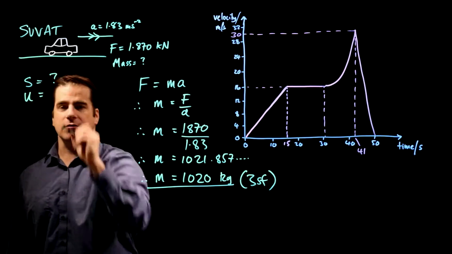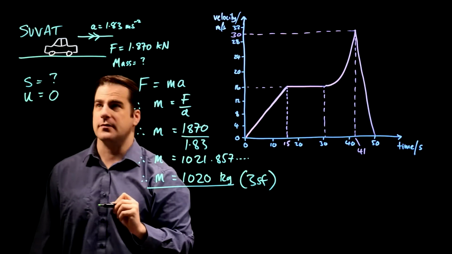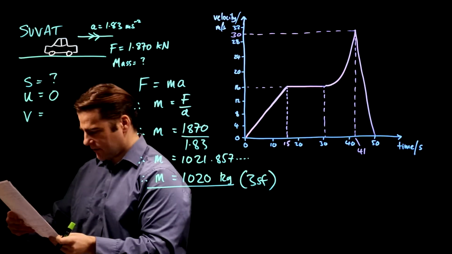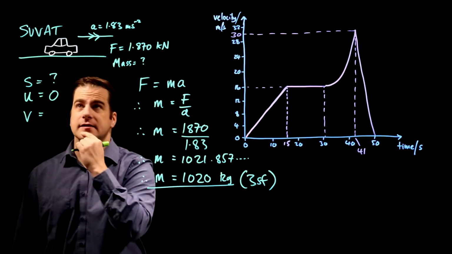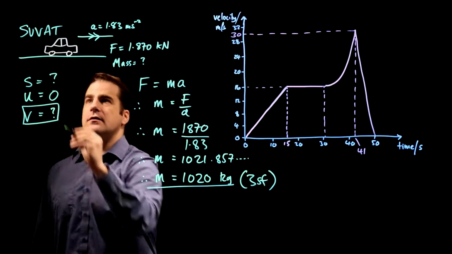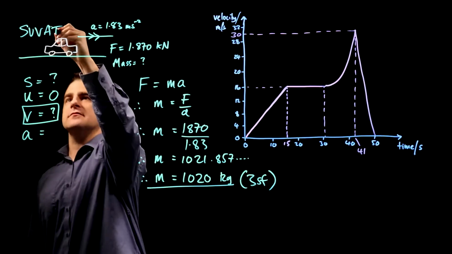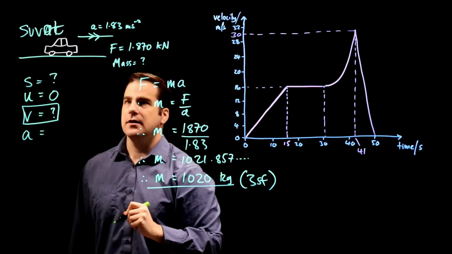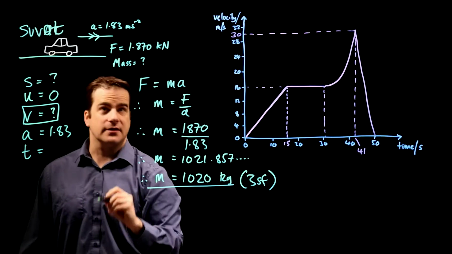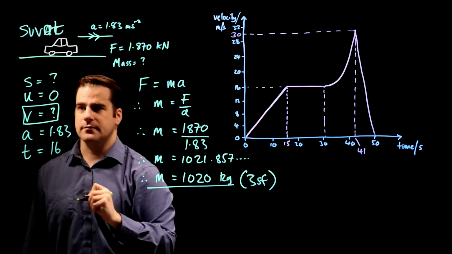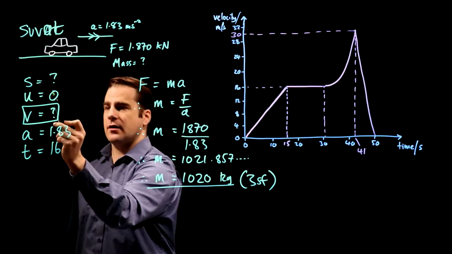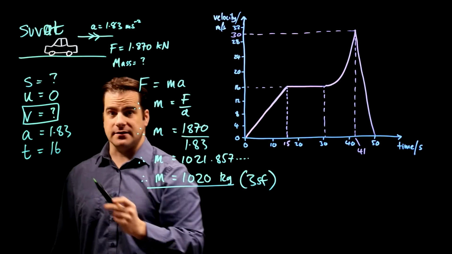U, it says it accelerates from rest, so U is 0. Okay, U is the initial velocity. V, it wants to find velocity, right? Yes, the speed of the car after 16 seconds. Okay, so that's what we want. A, acceleration. A, 1.83, and T, it's for 16 seconds. Okay, there we go. So we want V, we don't know S, and we know U, A, and T.